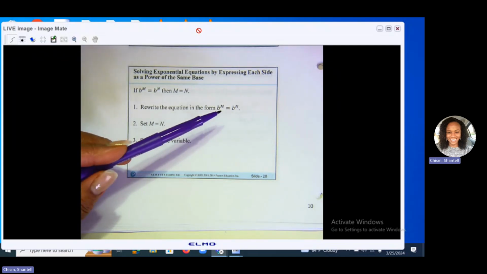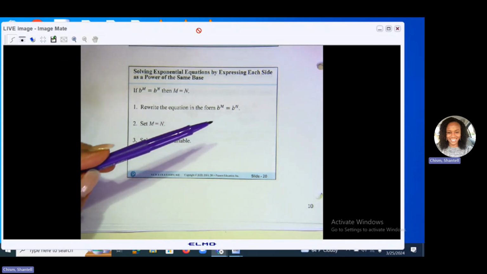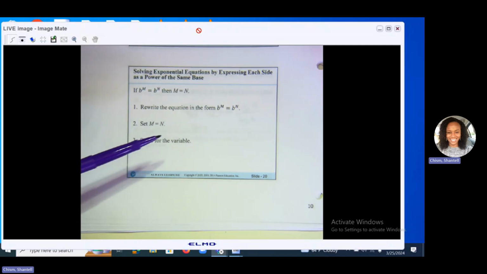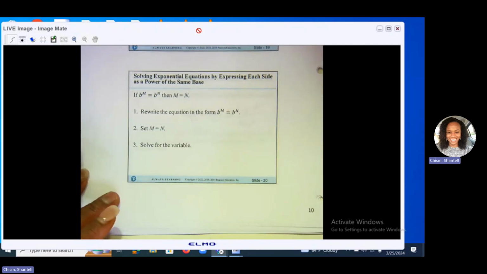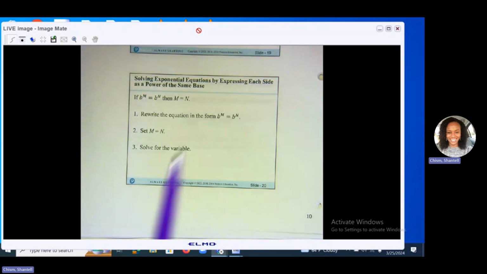Once this is written in this manner, then you're able to drop the bases and simply set the exponents equal and then solve for the variable in the exponent. Because that's the kicker. When you're dealing with exponential equations, the variable is in the exponent and you're wanting to solve for the variable. So we have to somehow get it out of the exponent. And this method allows us to do so. So we're going to look at this method first, and then we'll look at some that can't use this method and what we have to do.